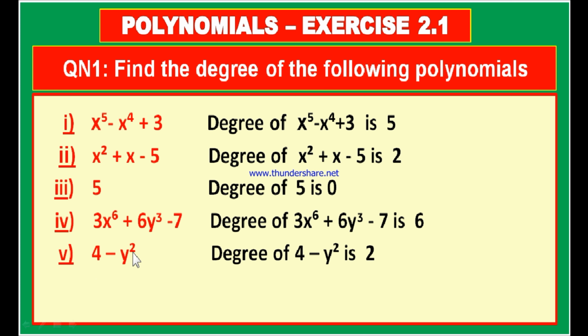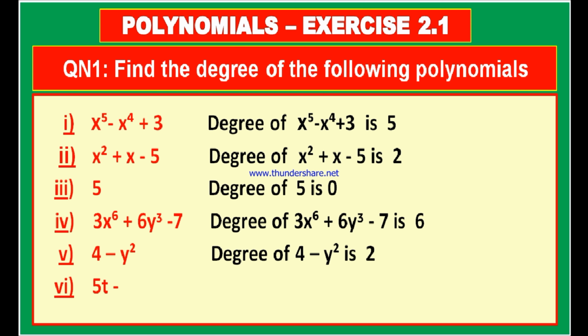Here the exponent of the variable is 2. Among 0 and 2, the highest exponent is 2. Therefore, the degree of the given polynomial is 2. Now, sixth bit. 5t minus root 3.